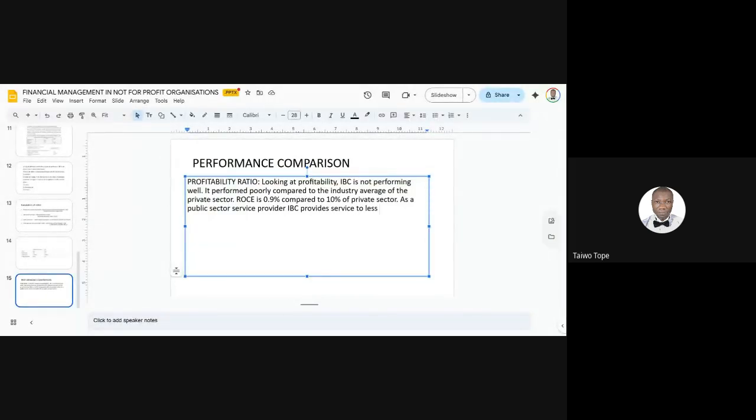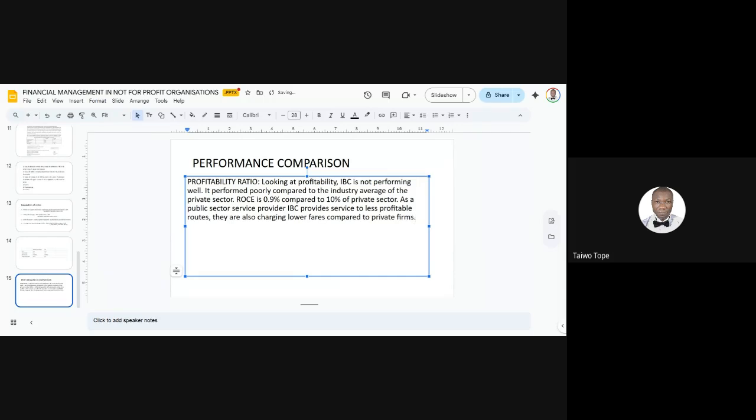So as a public sector service provider, IBC provides service to less profitable routes. But if it's how to make profit, they won't do that. Also another cause for this is that they are charging lower fares compared to private firms.